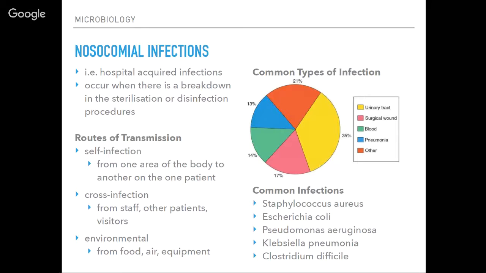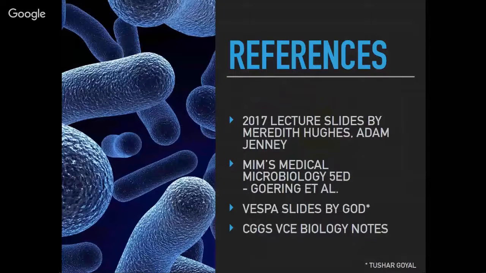E. coli, as I said, diarrhea. Pseudomonas aeruginosa, cystic fibrosis patients and burns patients always have infections with those. Klebsiella pneumoniae, have a guess of what it causes. Pneumonia. Clostridium difficile, as I said, that's one where it's just really bad diarrhea that you get in hospitals. And that's it. Thank you.